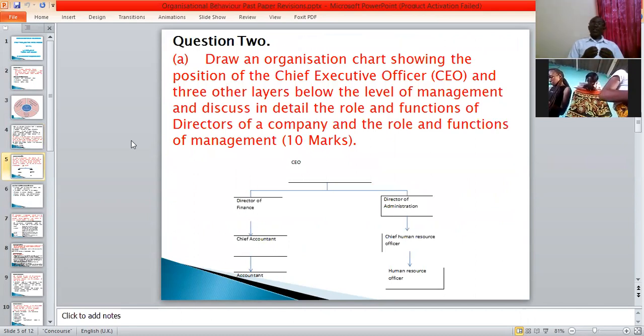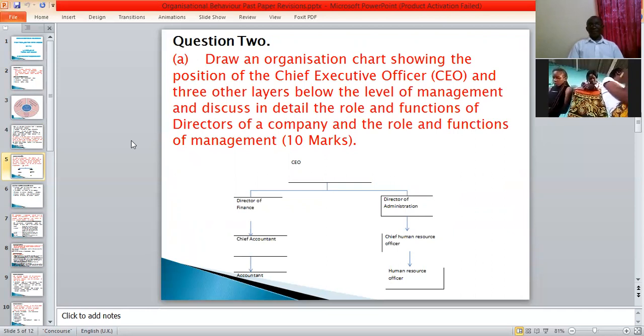Draw an organization chart showing the position of the chief executive and the 3 other layers below the level of management, and discuss in detail the role and functions of directors of a company and the role and functions of management. It was a loaded question, though it had 10 marks. A lot of things, but 10 marks.